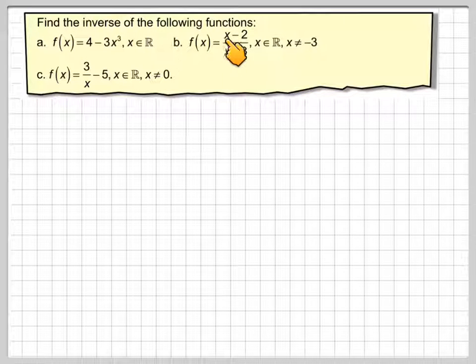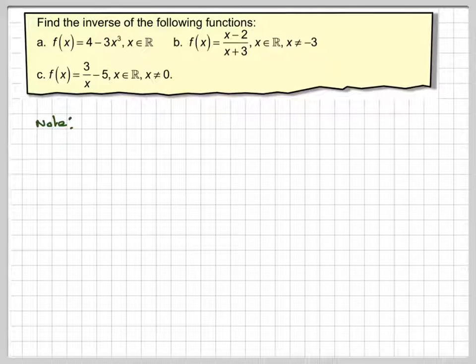Find the inverse of the following functions. We've got f of x is equal to 4 minus 3x cubed for x all belonging to R. B, f of x is x minus 2 over x plus 3 for x belonging to all the real numbers. Notice we can't put x is equal to minus 3 into here. And C, f of x is equal to 3 over x minus 5, x belongs to R, x not equal to 0 because we can't put 0 into this function.